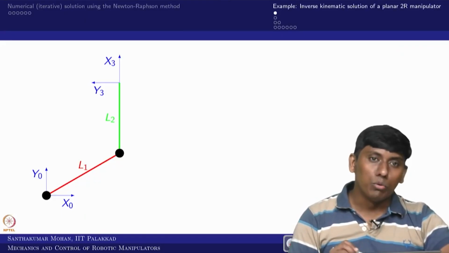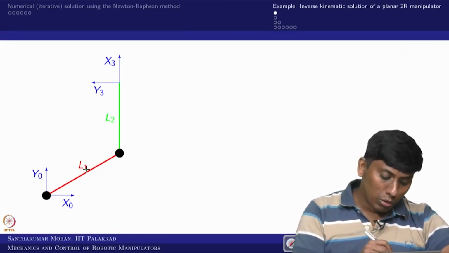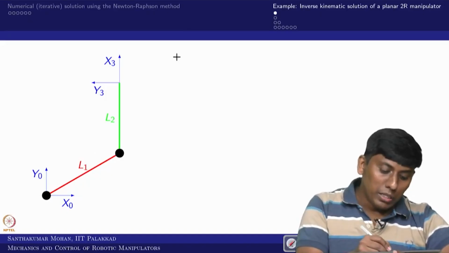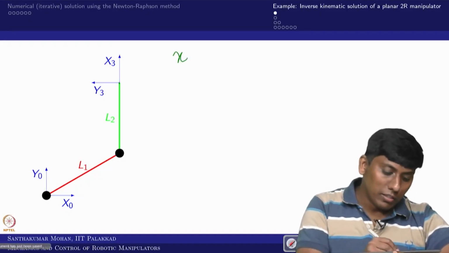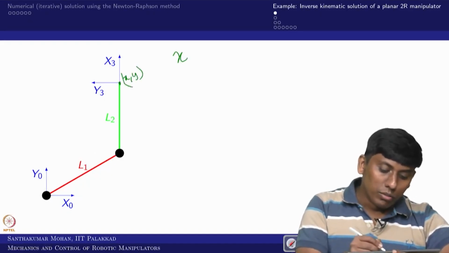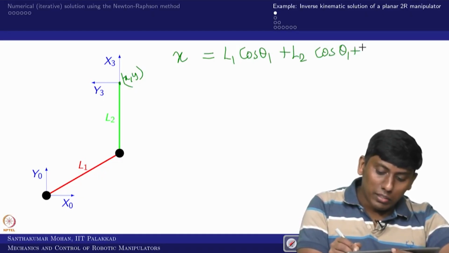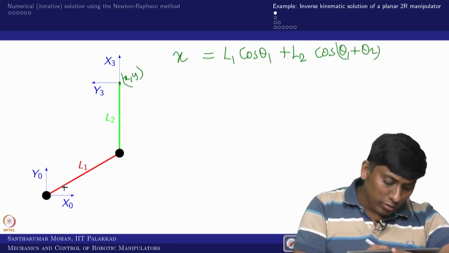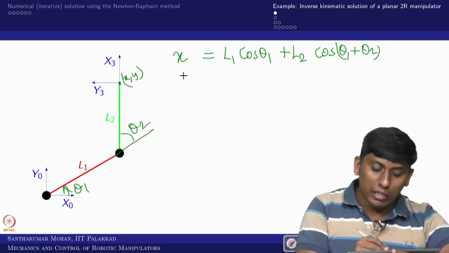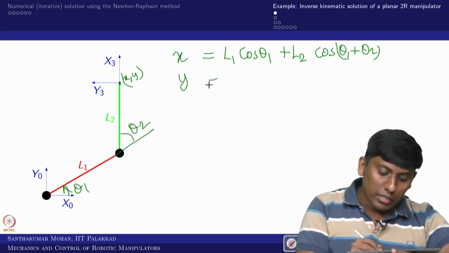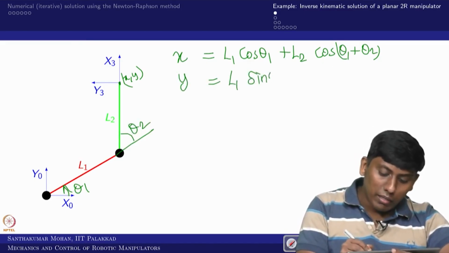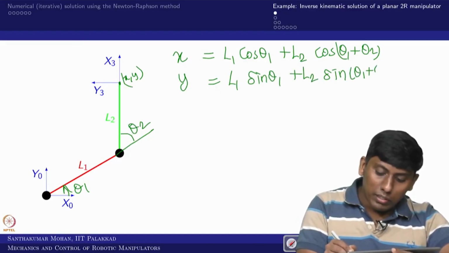For that we are taking a 2R serial manipulator. So we know this, right. What would be the x position of this? This is x and y. So this x would be L1 cos theta 1 plus L2 cos(theta 1 plus theta 2). Theta 1 is this angle and theta 2 is this angle. So we can get this. Similarly y is L1 sin theta 1 plus L2 sin(theta 1 plus theta 2).